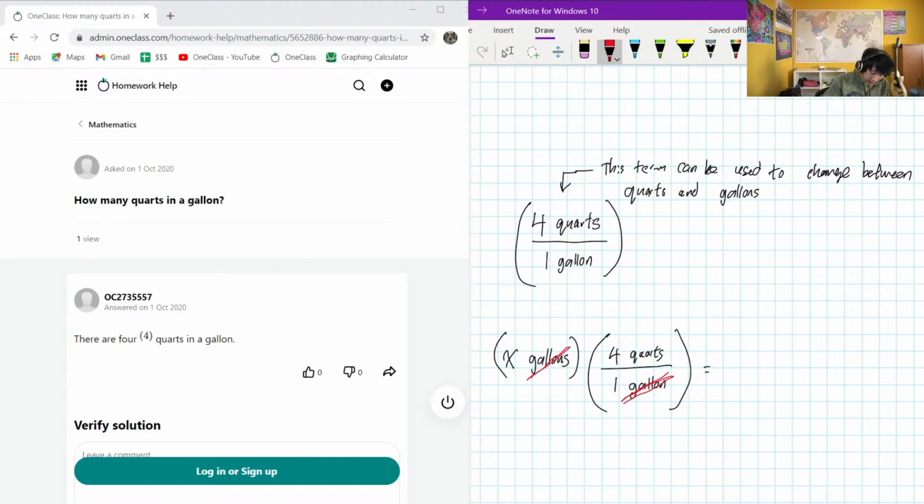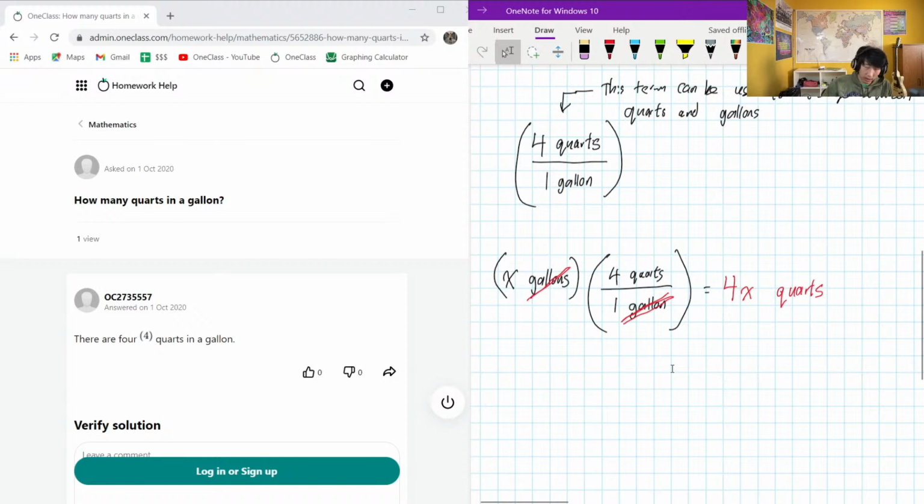So the result of this is just going to be 4x quarts, which makes perfect sense, right? Because if we know we have 4 quarts in every gallon, let's say we have 5 gallons, we should expect 4 times 5, which is 20 quarts, and that's exactly what our equation shows. This might seem fairly straightforward, but this is the type of procedure that you definitely want to follow, especially if you're going into chemistry or engineering. Cancellation of units is quite important.